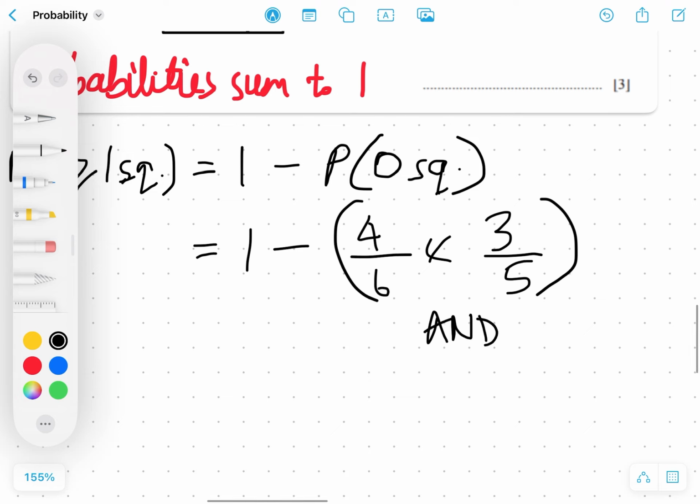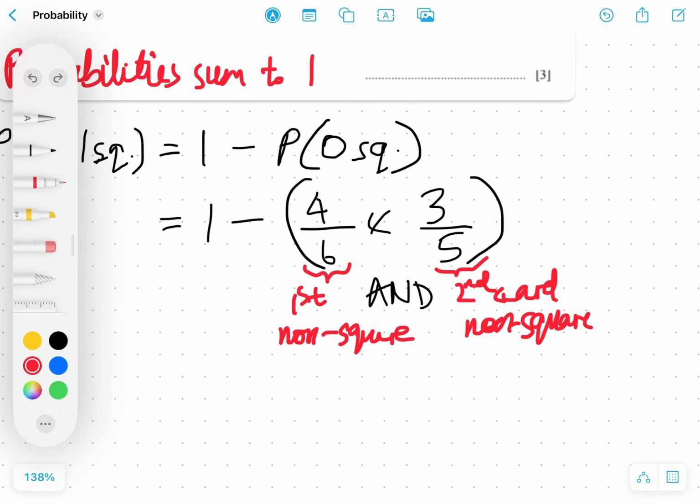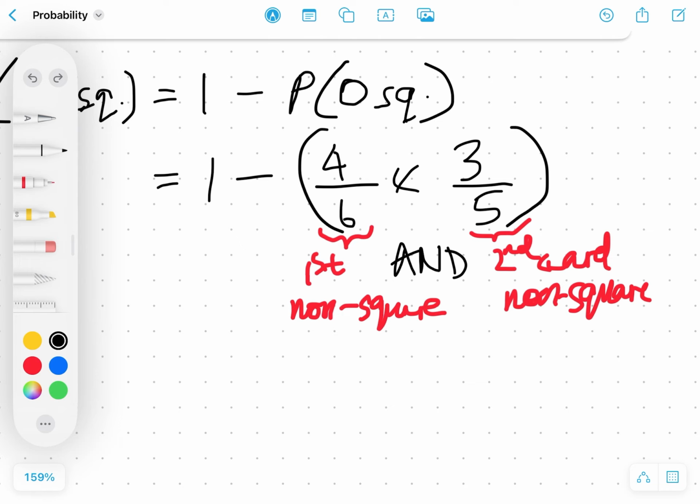So essentially what this statement reads is, what's the probability of the first card being non-square and the probability of the second card being non-square. And since we have AND, we always multiply whenever we have a situation of AND in probability. So that's the evaluation of this expression right here.